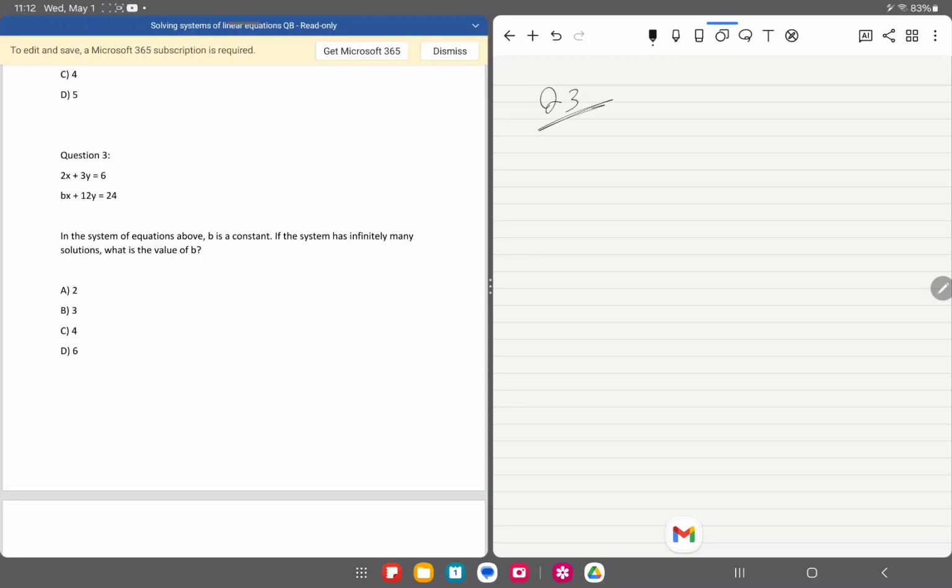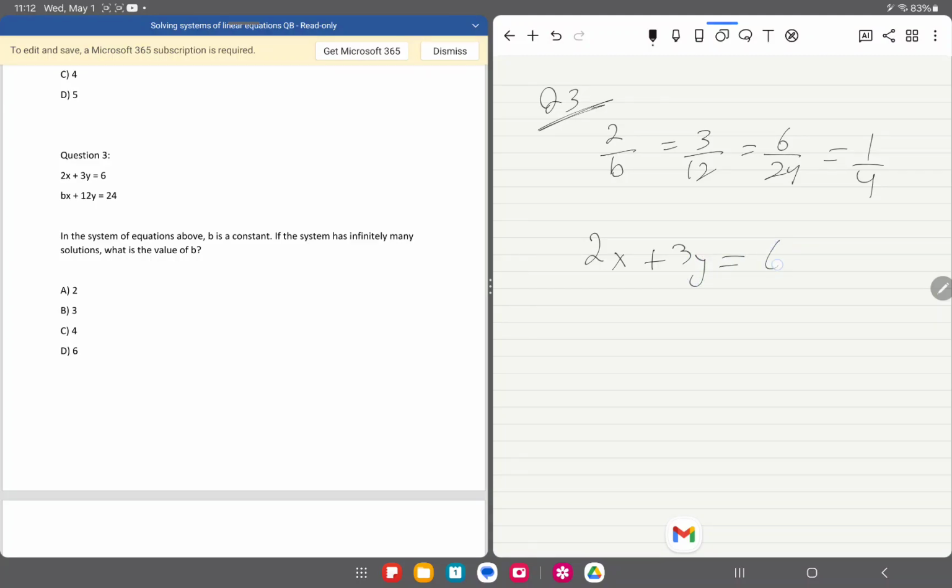So infinitely many solutions as well. Now, if I said infinitely many solutions, 2 over b is equal to 3 over 12 is equal to 6 over 24. Now, does this work? 6 over 24 is 1 over 4, and 3 over 12 is 1 over 4. So yes. Now, let's try it the other way.